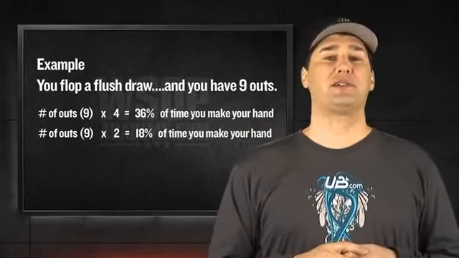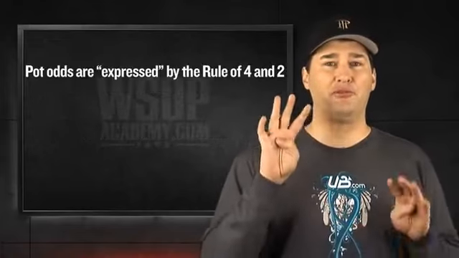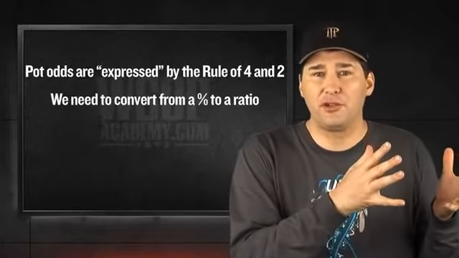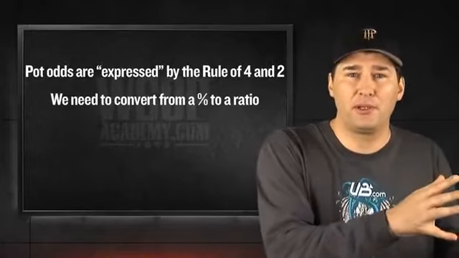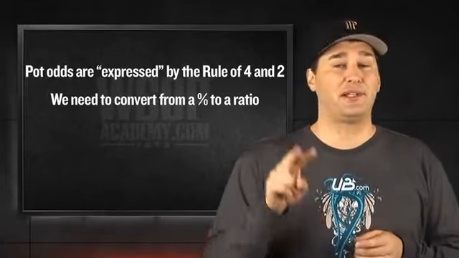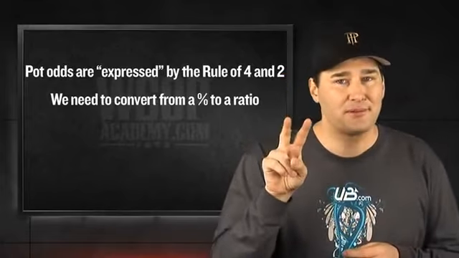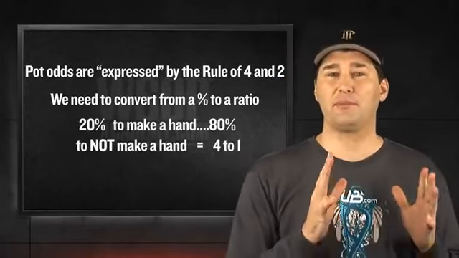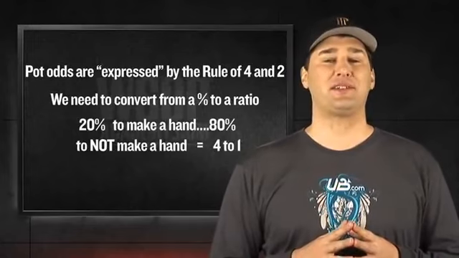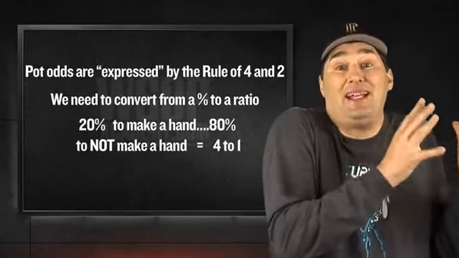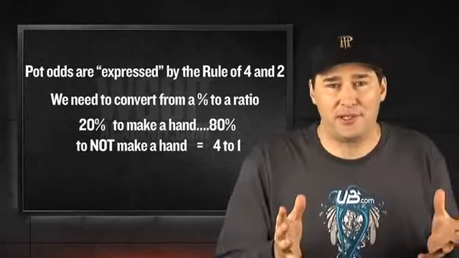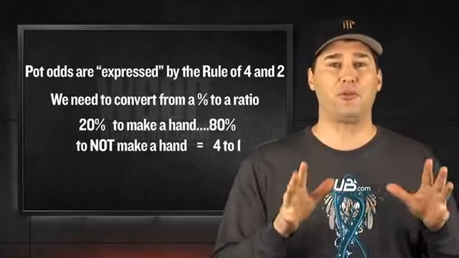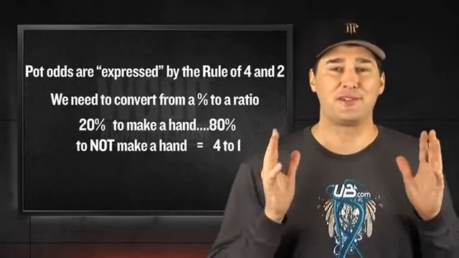Since the pot odds are expressed as a ratio, and the rule of 4 and 2 comes out as a percentage, we need to convert one form into another in order to do a comparison. Now, you learned how to do this in 2nd grade. I know this. For example, let's say that we've determined your chances of making a hand are 20%. Since we know that your chances are 20%, we know that 80% of the time you're not going to make your hand. So basically, 80 to 20 converts to 4 to 1. I know, you learned this in 2nd grade.